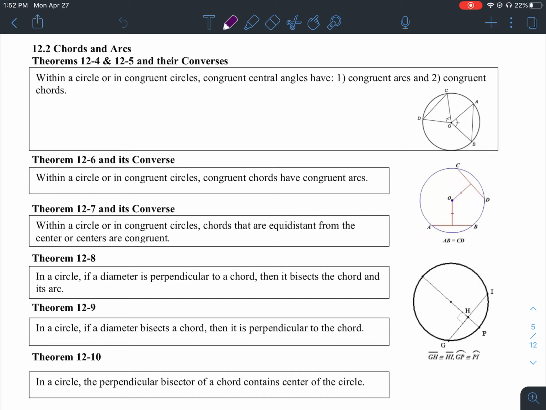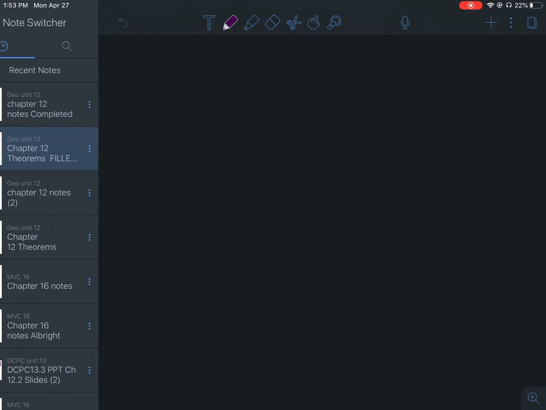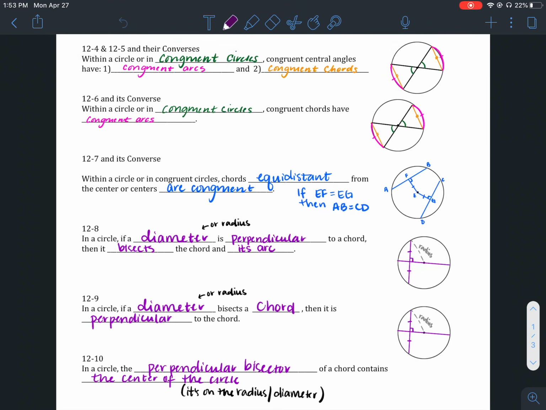So if you have your theorem sheet, or if you're creating your own, we're going to be filling in theorem 12.4 through 12.10 right now. You have an option: you can pause the video and write this all down, but I'm actually going to show you my filled in version. If you want to pause the video, you can copy this all down right now, or you can come back later. I'm going to talk through what these theorems mean and why the pictures look the way that they do.